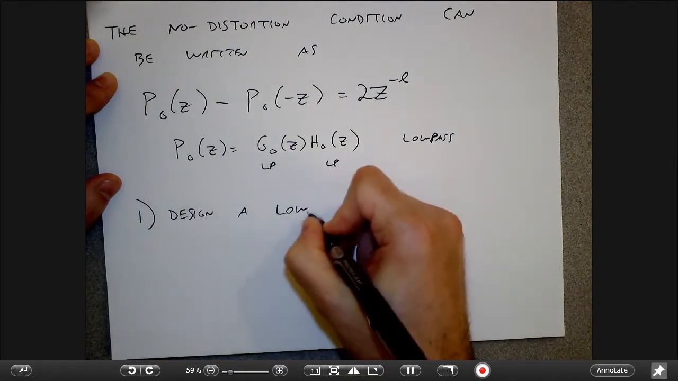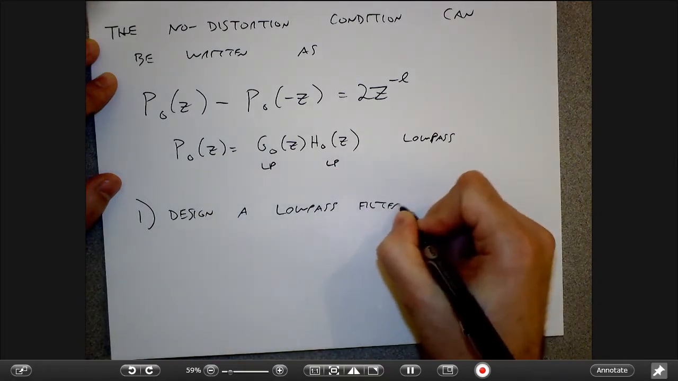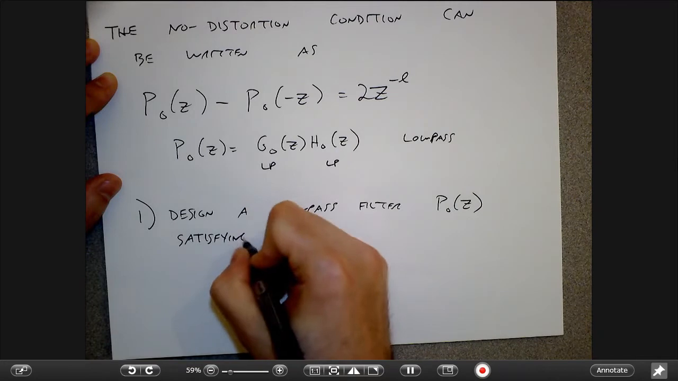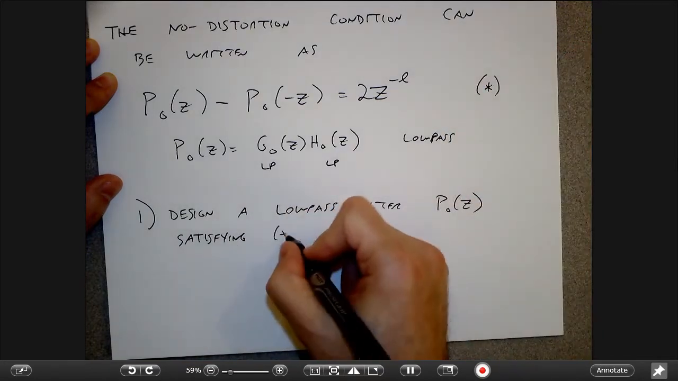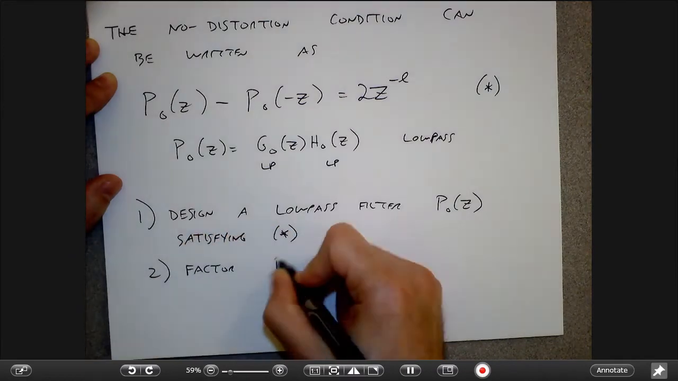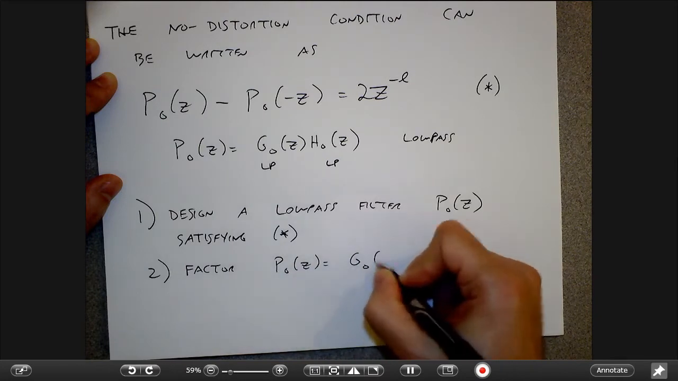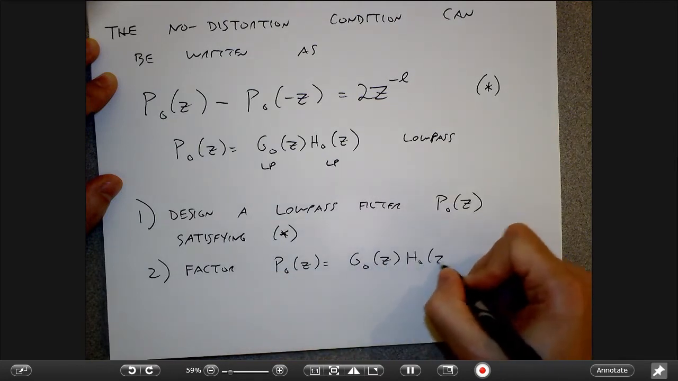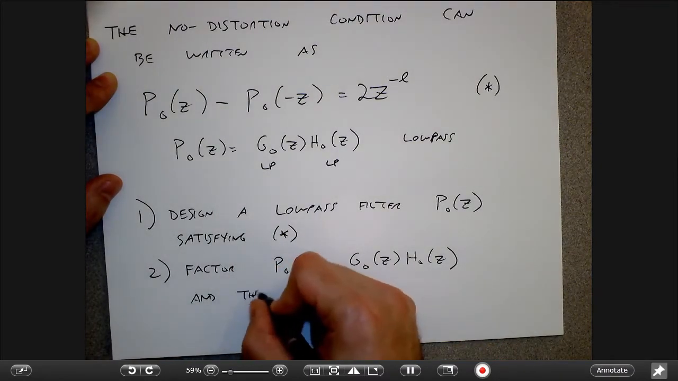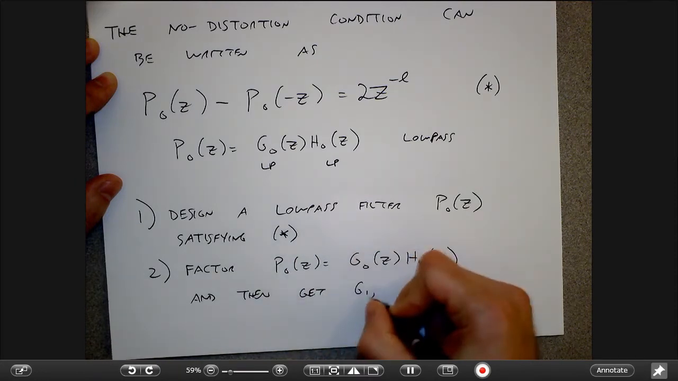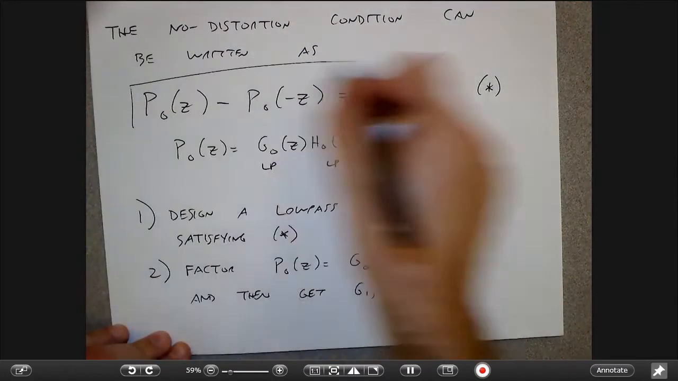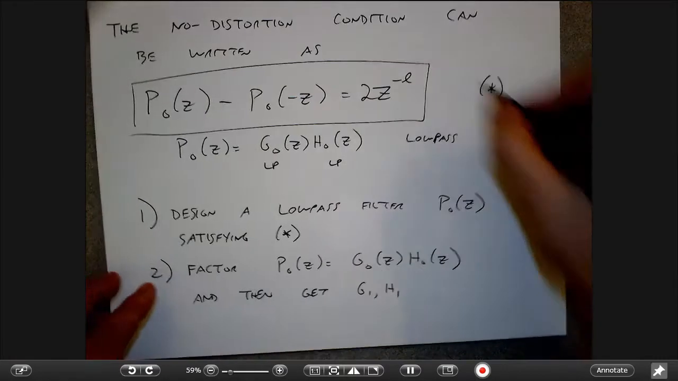And so the name of the game is, number one, I want to design a low-pass filter, P0 of Z, satisfying this equation here. And two, I want to factor or split the filter that I designed into two other low-pass filters, and then get G1, H1. Right? So everything comes down to designing some low-pass filter that has this property. And this is called a half-band filter.